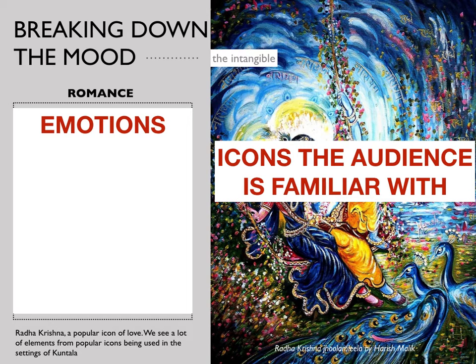To interpret the theme visually, this paper suggests a two-part process: the sequence of emotions as mentioned in the Natya Shastra, and visual icons associated with the theme that the audience is familiar with. Emotional states associated with love have been listed.